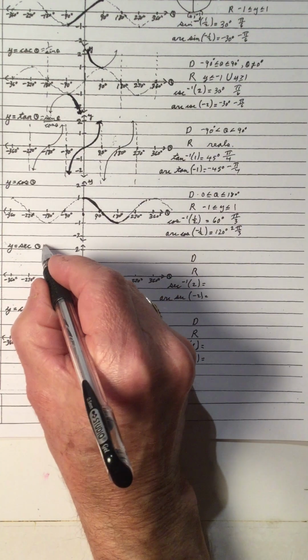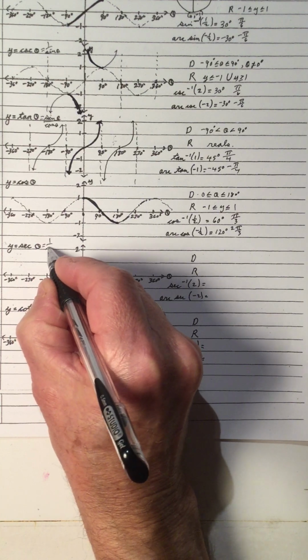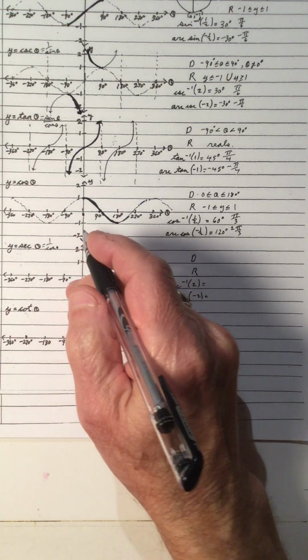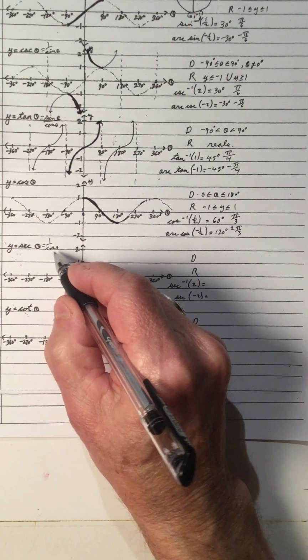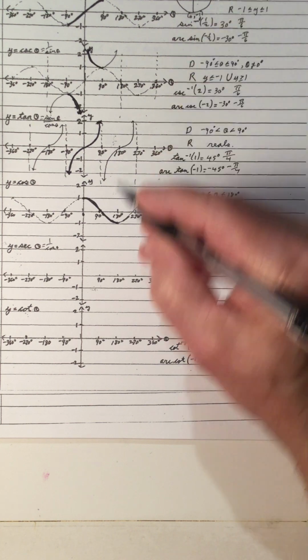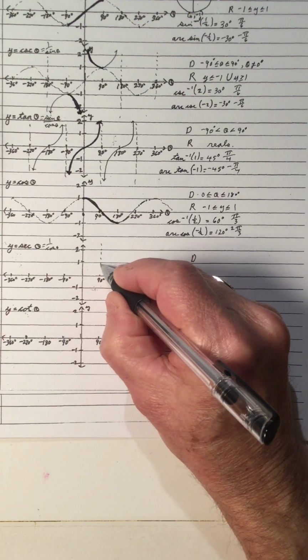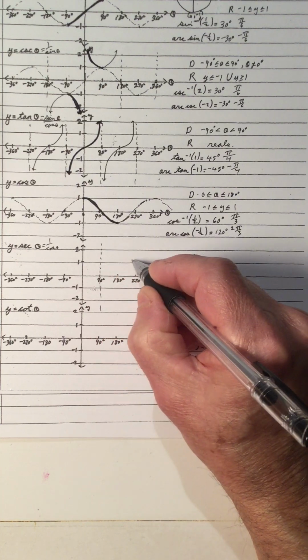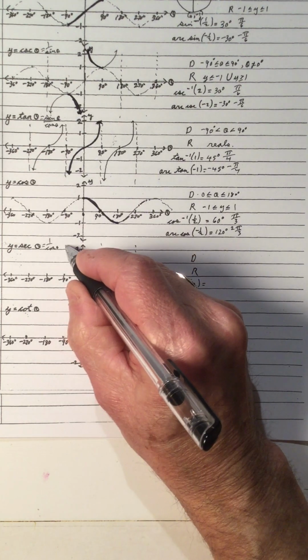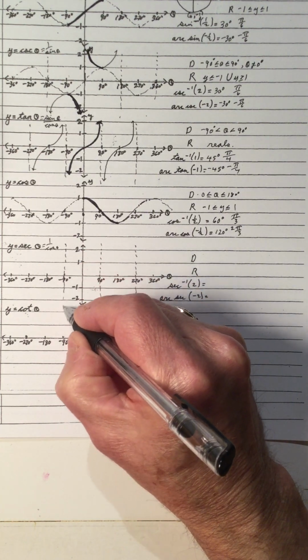Now let's look at secant. Secant is 1 over cos. And cosine is 0. Cosine is 0 at 90 and 270. So at 90 it is undefined. At 270, it's undefined. At negative 90 it is undefined.